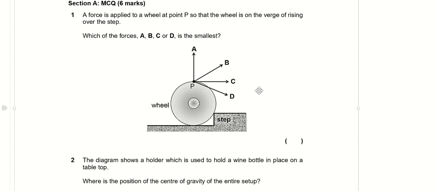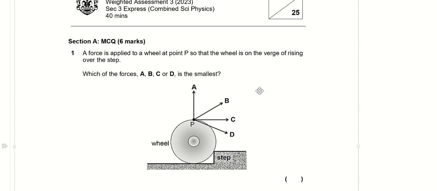Okay, so for question 1 in your MCQ, a force is applied to a wheel at point P so that the wheel is on the verge of rising over the step. Which of the forces A, B, C or D is the smallest? When I look at this question, it is a moments question, because the wheel is going to be turning. Anything that turns, you can link it to moments. If this wheel is going to turn over this step, it is going to be rotating clockwise. So this is going to be my pivot.